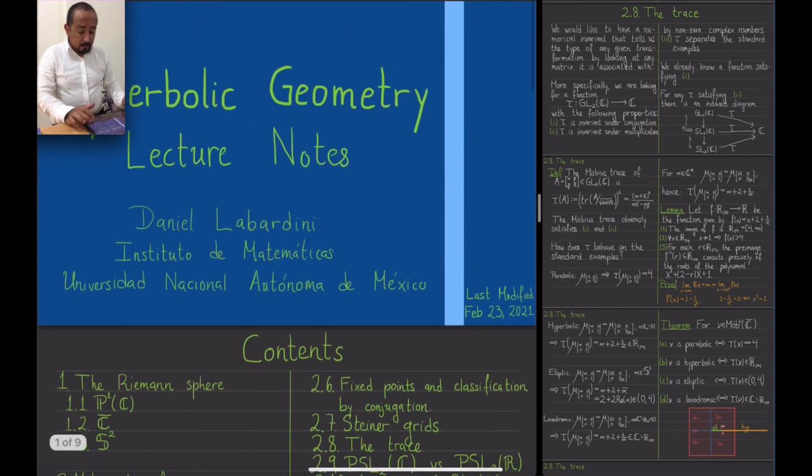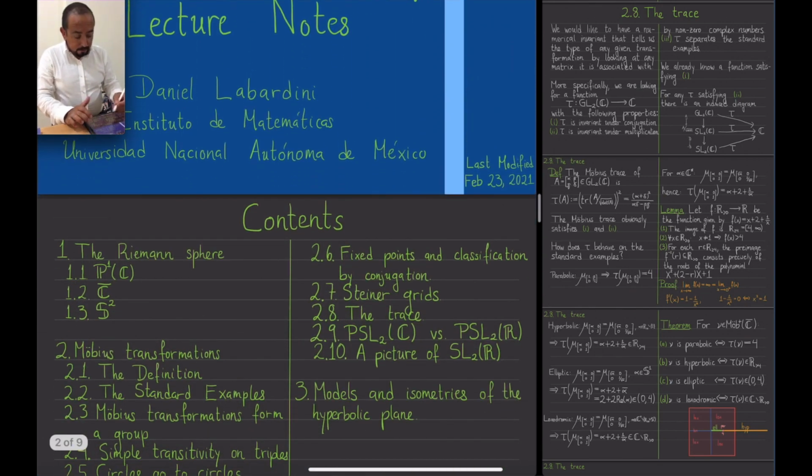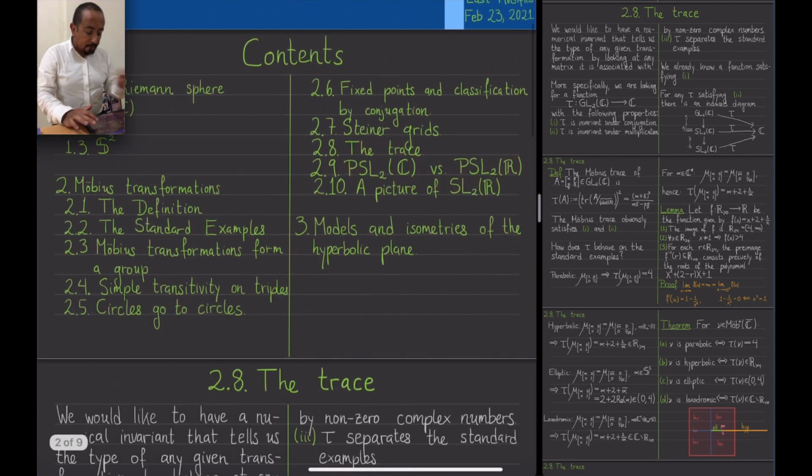Okay, so in today's class, we're going to speak about the trace of Möbius transformations, which is an easy to compute numerical invariant that tells us which type of Möbius transformation we are dealing with by just looking at any of the matrices that represents it. And then we are going to see some of the differences between a PSL2C and a PSL2R. We're going to make a basic comparison between these groups, kind of a rough comparison between them.